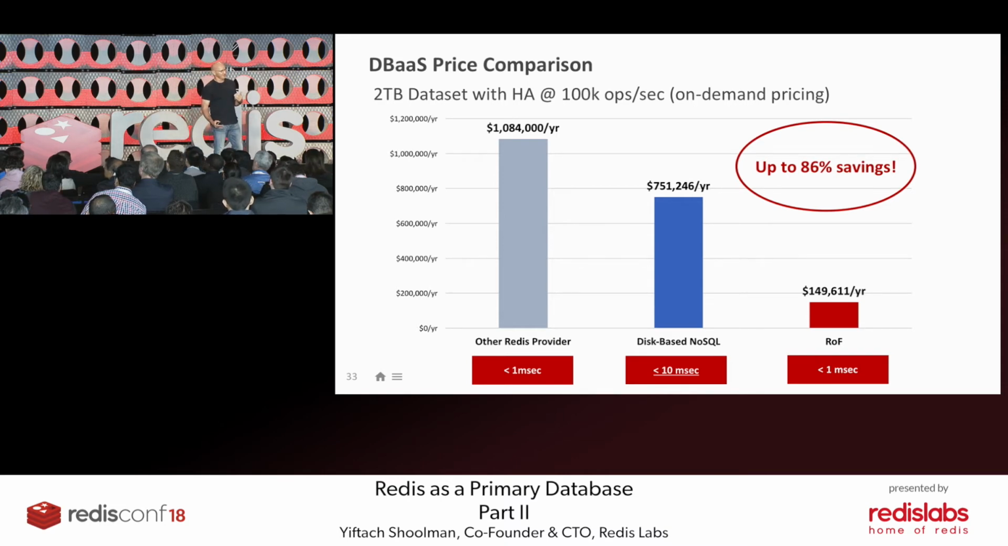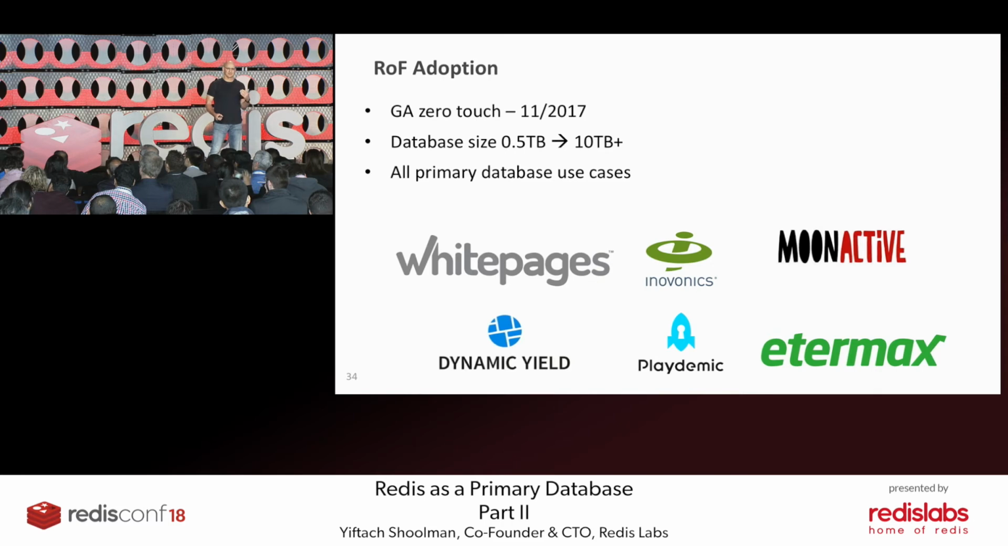On the other hand, if you use Redis on Flash, it will cost you only $150,000 a year, and you maintain sub-millisecond latency, like you get with RAM. Redis on Flash is a mature technology. It's used by many, many of our customers, everyone who is using it as a primary data store. No more need for other data stores.